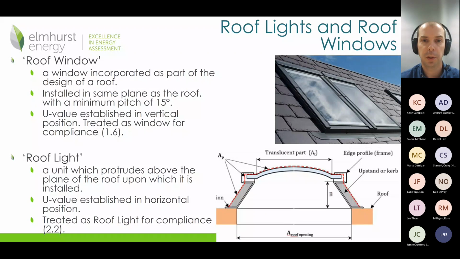We now have a differentiation between a roof light and a roof window. So a roof window is an opening in the pitch of the roof itself, kind of like your Velux really, and they're treated the same way as a window in terms of establishing the U value, whereas a roof light sits above and out of the roof structure on curbs or upstands, and they're treated slightly differently in terms of how their U values are assessed. So therefore they're categorized differently in SAP assessments and compliance standards as well.